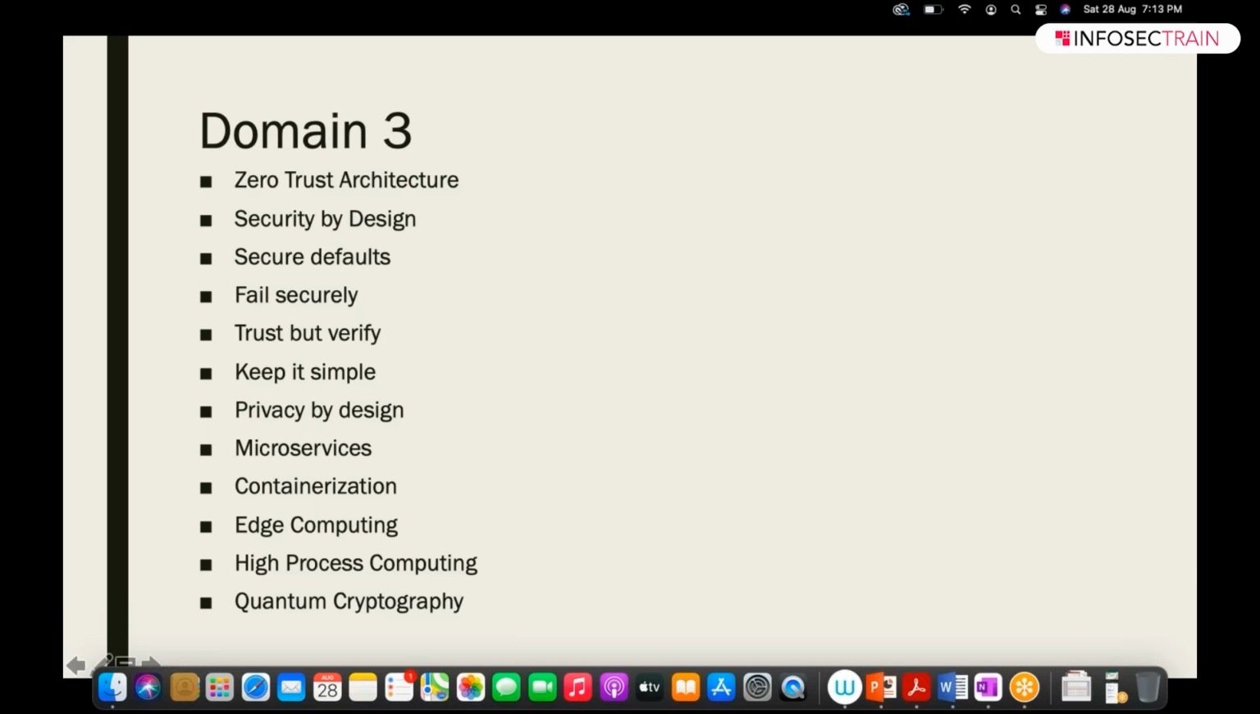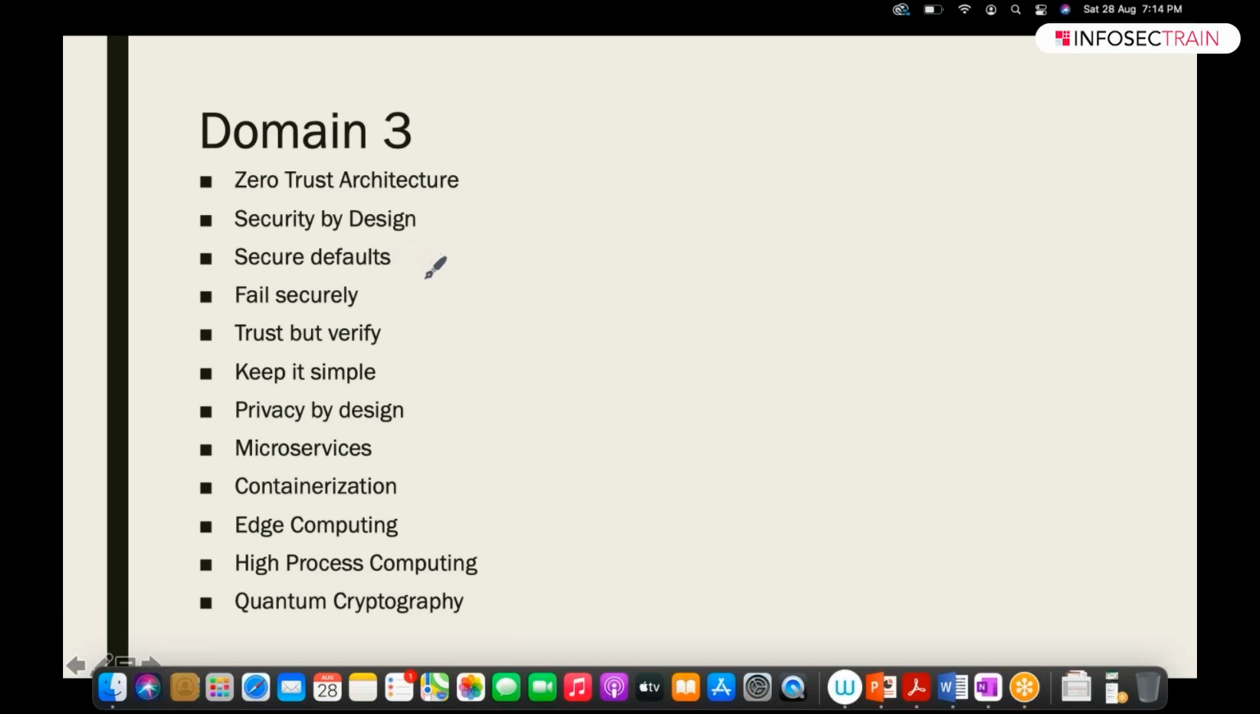Security by design. Just like zero trust, security by design is also one of the older concepts which has been there for a very long time. It simply says we need to build security in as a part of the design process. So whenever someone builds a solution or an application, what are the various considerations that someone has to take during the design process to keep security in consideration? It includes various concepts. Some of the concepts that you're looking at right now are actually subparts of security by design. Secure defaults.